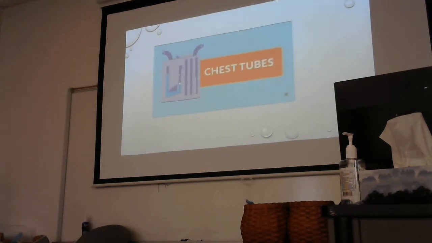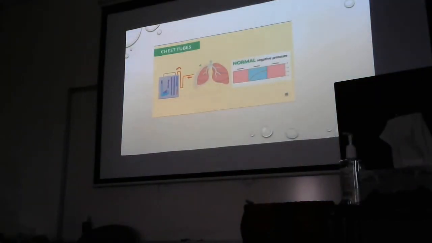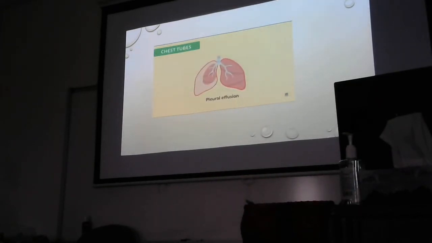Now for chest tubes. As you know, chest tubes are used to drain fluid, blood, or air from the pleural space within the lung in order to re-expand a collapsed lung. And so the main purpose is to restore a normal negative pressure within the pleural space. Like with a pleural effusion, where we have fluid in the pleural lung space, or a hemothorax, that blood in that pleural lung space, and even pneumothorax, that air inside that lung space.